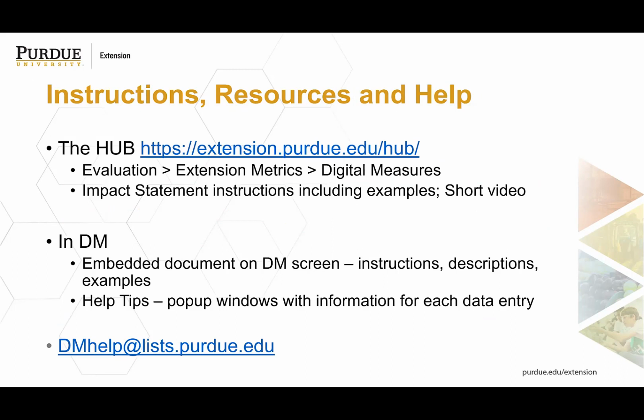So that was my quick presentation. Before I go into questions, I wanted to show you a couple of things to remind you of where the resources are. The hub has been designed to help us get at information. If you're looking for things related to digital measures and doing impact statements, you're going to look under evaluation, extension, metrics, and digital measures. And I have example impact statements there and instructions along with a short video. I'm going to show those to you right now.